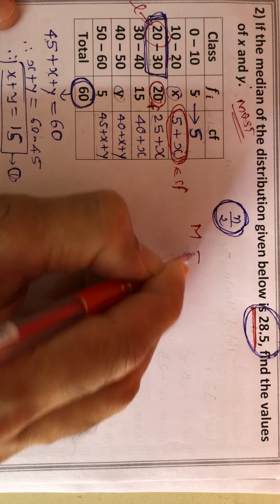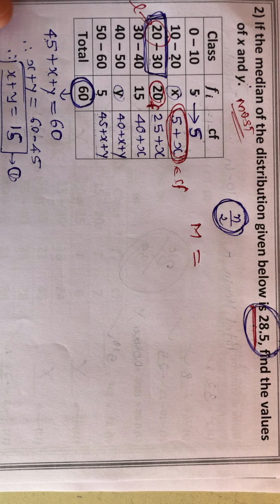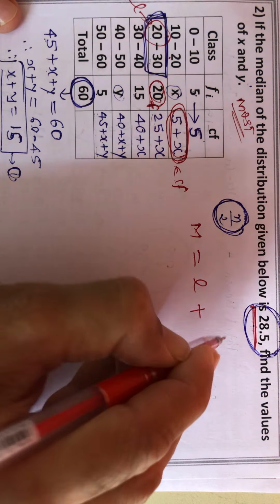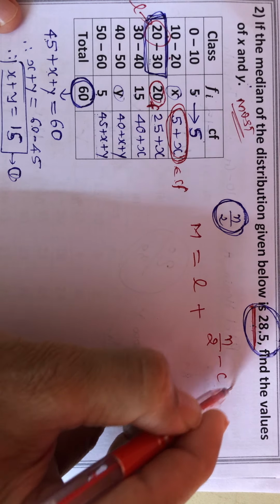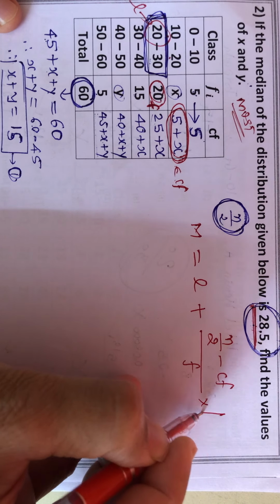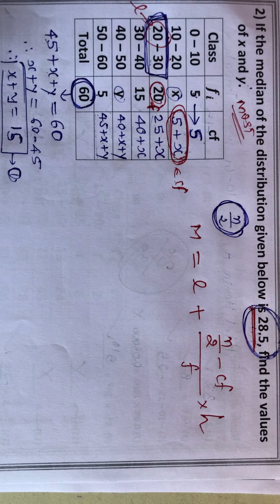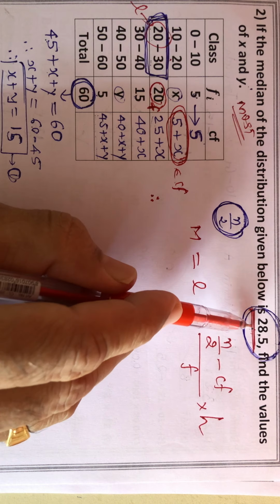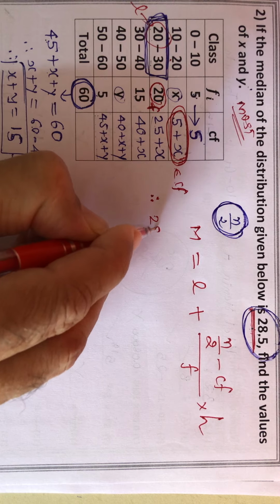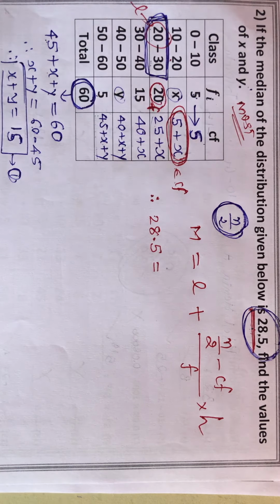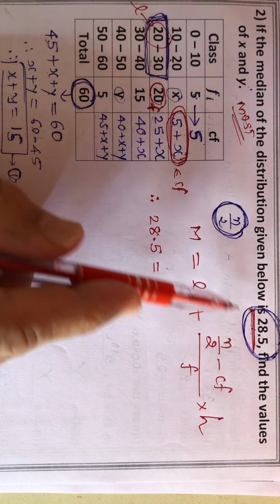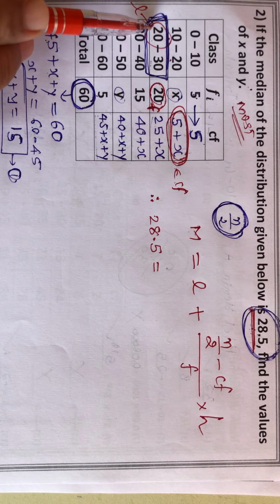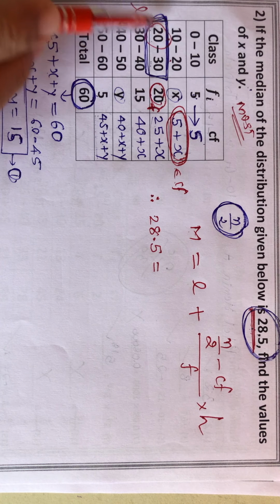First of all, the formula: m is equal to L plus n upon 2 minus CF upon F into H. Did you learn the formula? Again, m is equal to L plus n by 2 minus CF upon F into H. Here the answer is given, so write here 28.5. Right, the median is given. L means 20. Here it is L, 20.